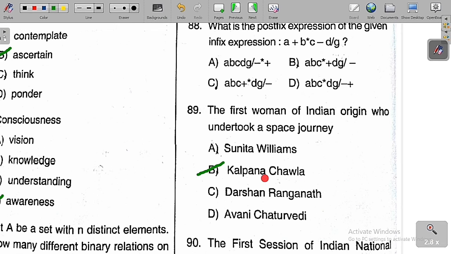So Kalpana Chawla is the first woman of Indian origin who undertook a space journey. She is the first woman of Indian origin to go on a space journey. So now we'll discuss something more about Kalpana Chawla.